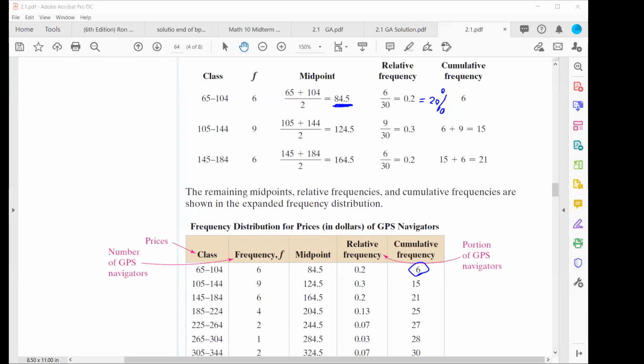Very well. Let us look at our second class. Second class has a lower limit 105, upper limit 144. To find the midpoint, you add 105 and 144 divided by 2, and you get a decimal number, 124.5. Again, you do not round the midpoint. You leave it as it is. Then to find the relative frequency, you take the frequency of the second class, which is 9, and you divide it by your sample size, 30. The outcome is 0.3 or 30%.